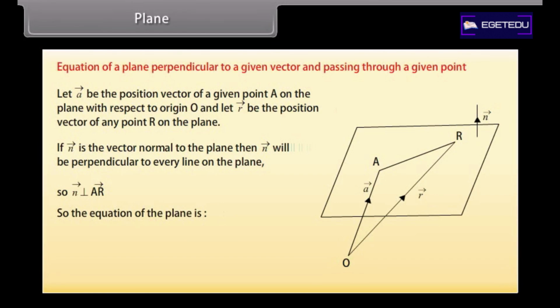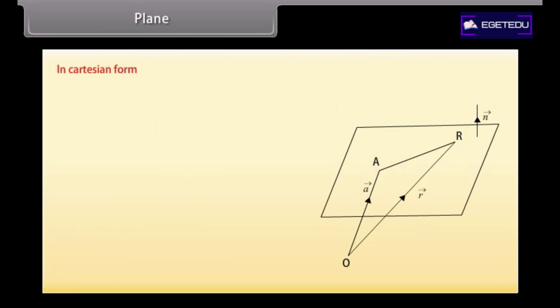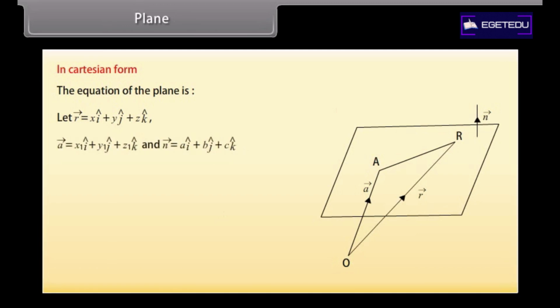So the equation of the plane is dot product of vector AR and n equals 0, or dot product of vector r minus vector A and vector n equals 0. In Cartesian form, the equation of the plane is: let vector r equals x i cap plus y j cap plus z k cap. Vector A equals x1 i cap plus y1 j cap plus z1 k cap. Vector n equals a i cap plus b j cap plus c k cap.